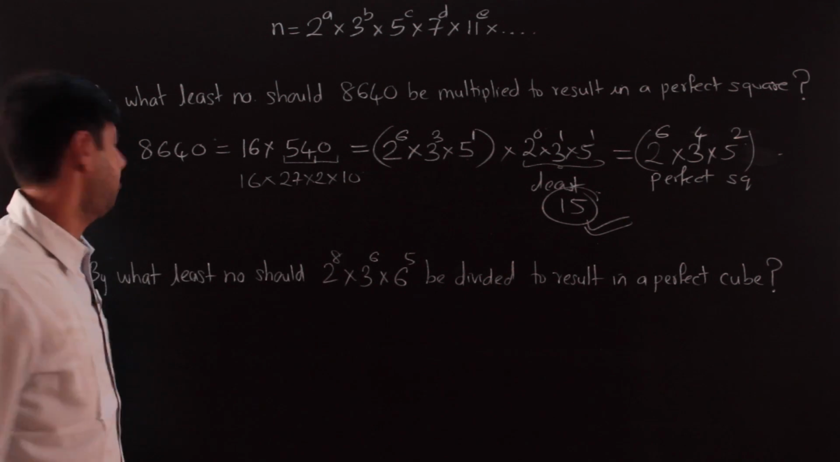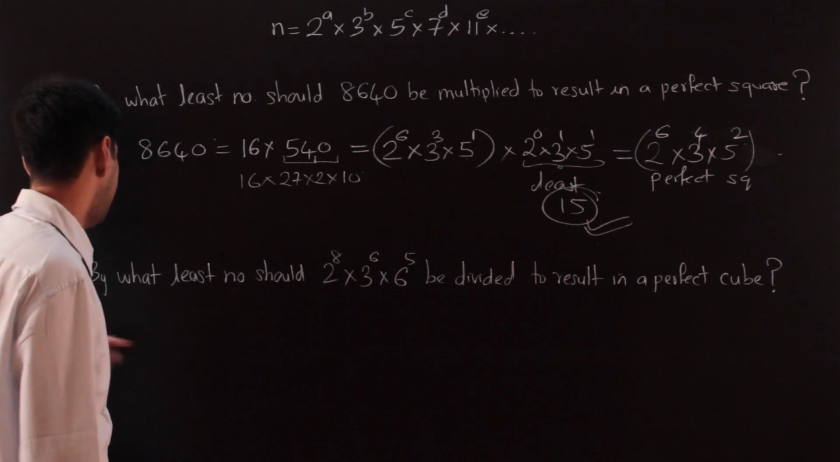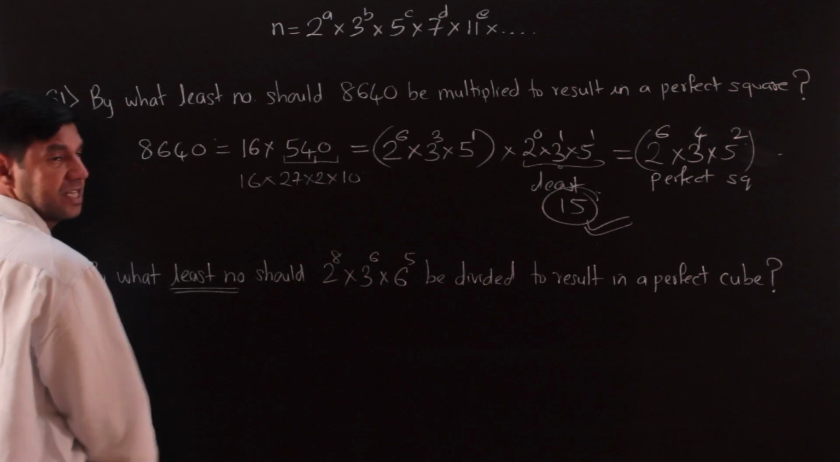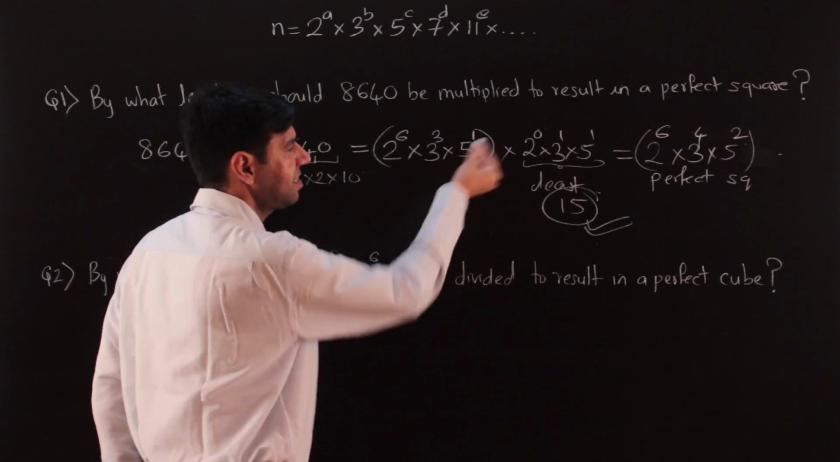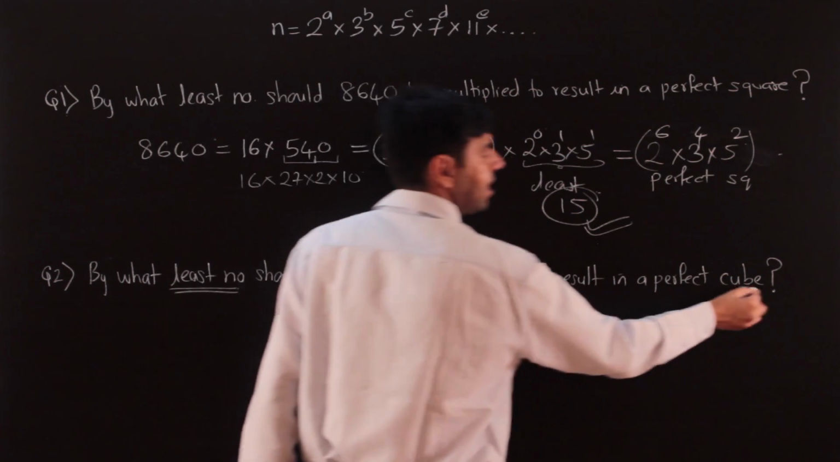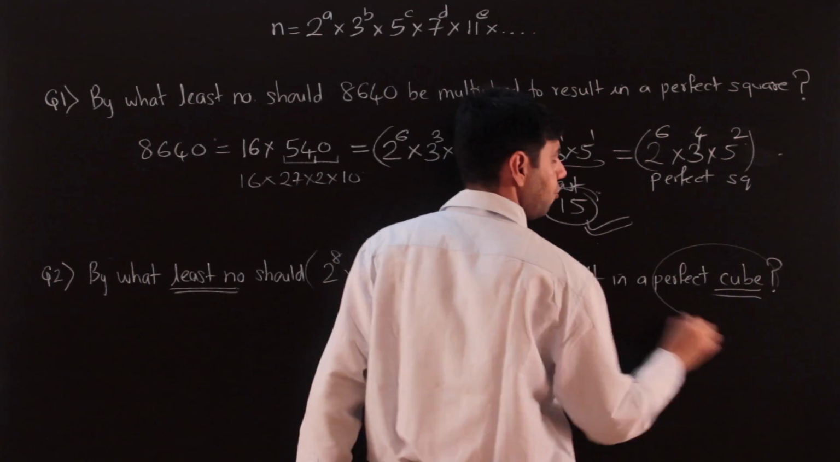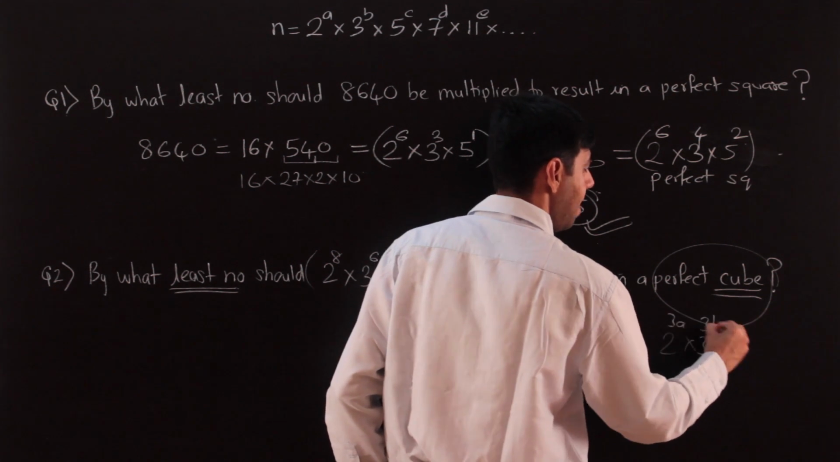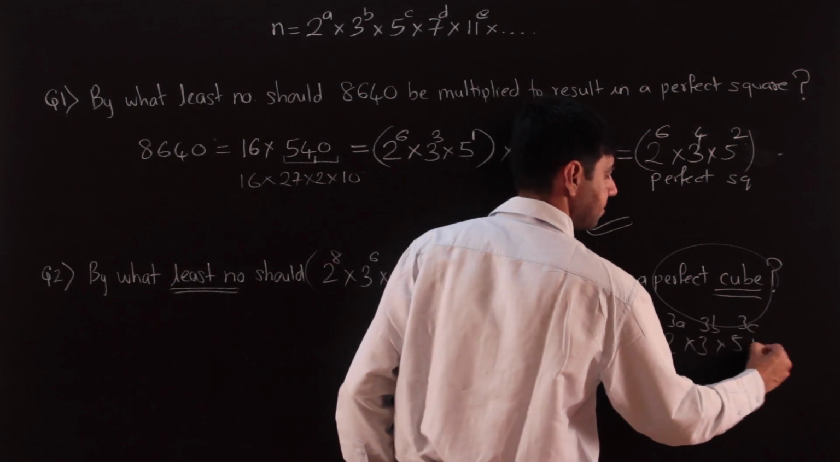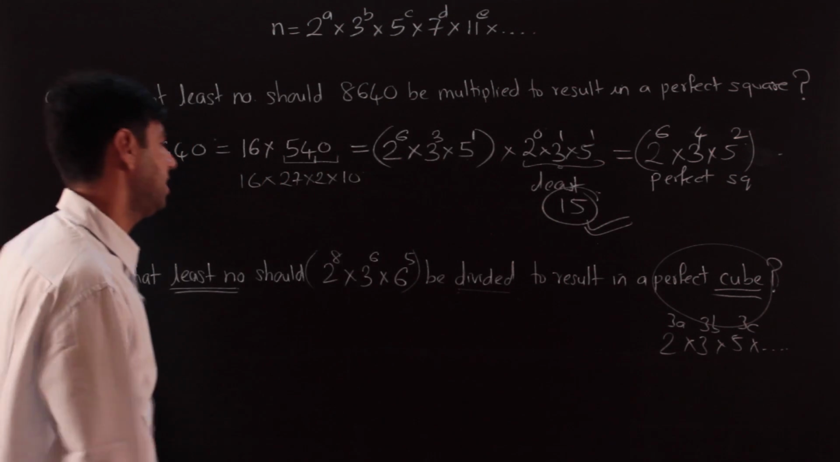Anyway, not a very difficult one, so I'm not going to waste a lot of time. I'll just do one more thing. Again, by what least number should this given number be divided? This time we have changed it: instead of multiplying, we are dividing it to get a perfect cube. Now a perfect cube, let me write, has to have powers that are multiples of 3. So I'll not spend so much time.